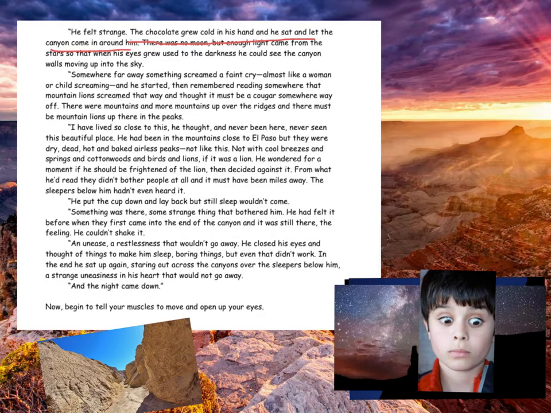The next thing I want to focus in on is it says, "Somewhere far away, something screamed, a faint cry, almost like a woman or child screaming." And then he goes on to describe that it must be a mountain lion. But as I am reading this portion of the text, I am hearing the cry of the mountain lion in the distance. Remember, he is in the canyon, he's in the desert, and he can hear those things around him. And especially since it's so quiet, it seems very loud.